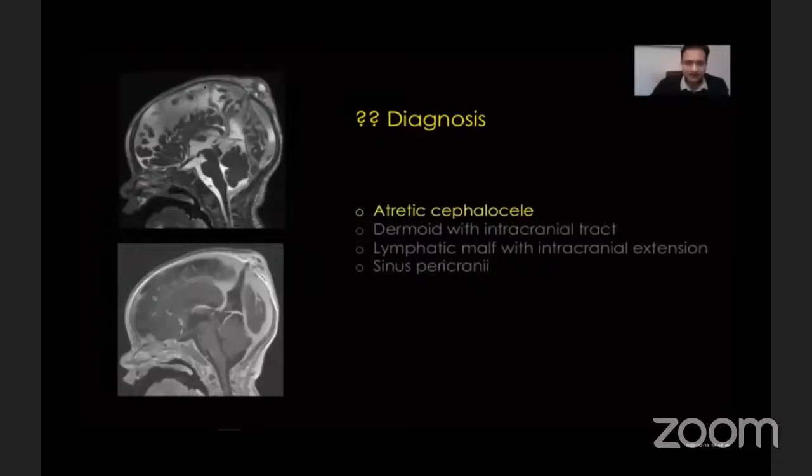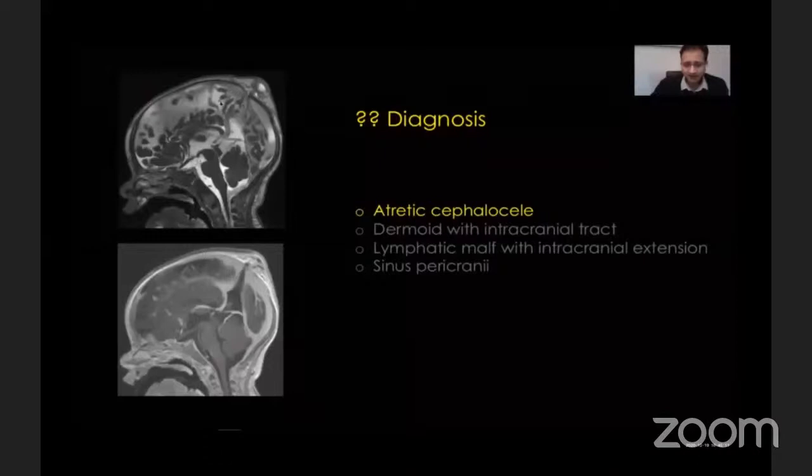Dermoid can also have a subcutaneous mass with intracranial extension, although they are more common in the occipital region, and also they won't have these associated parenchymal changes. Lymphatic malformation can have underlying bony involvement, but it's unusual to have an appearance like this. Sinus pericranii is dilated veins with intra and extracranial communication, and typically it would occur in this parietal location. However, they won't have the parenchymal changes as we see in this case.